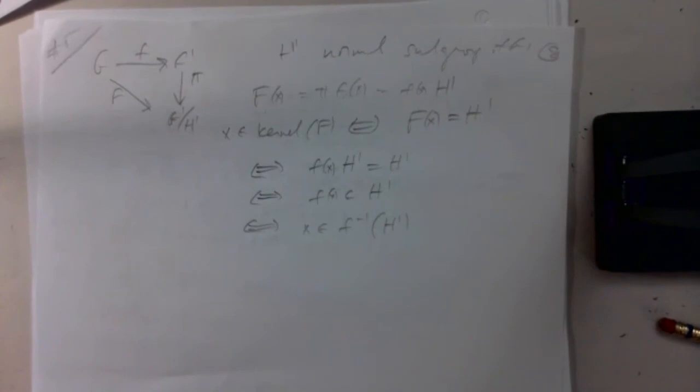Same question, part C. It says left cosets of H in G and left cosets of H prime in G prime. What is that symbol? I forgot. Isomorphic. Okay.